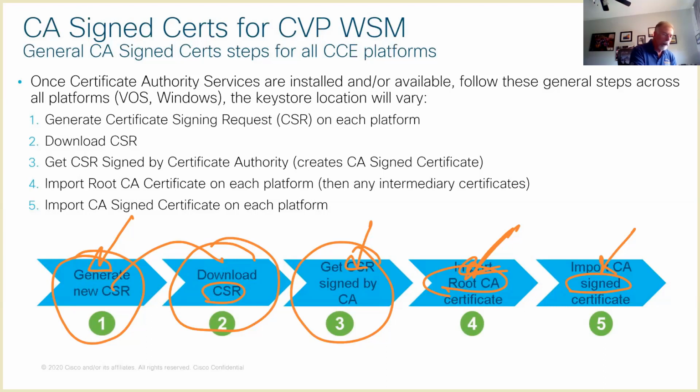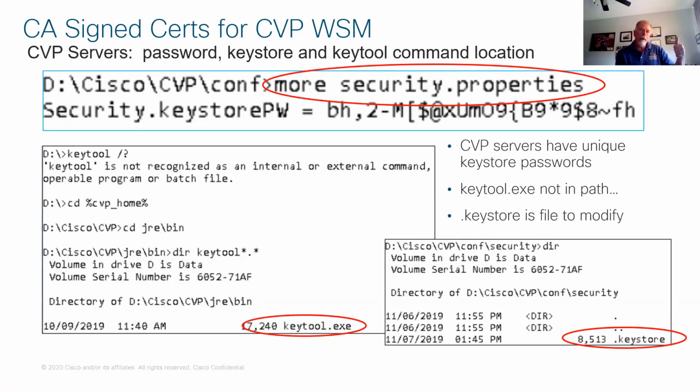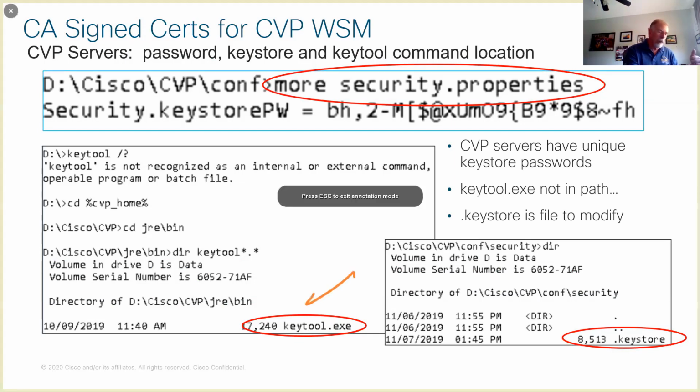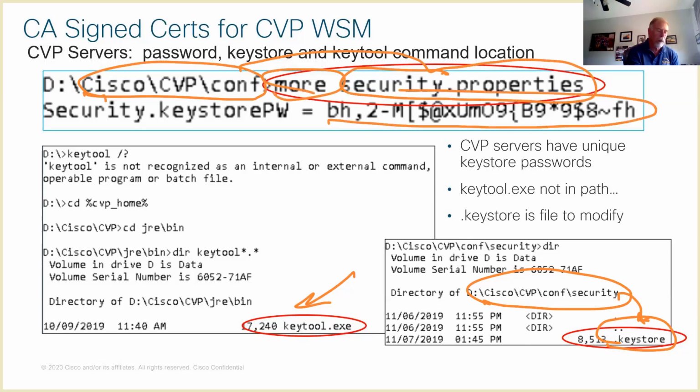All right. So again, all this stuff is the same on each platform. CVP here is no different. Remember though, CVP is kind of painful because A, the keytool command that we need to use to modify the keystore, that's not in our search path. And B, the keystore file, which is in the Cisco CVP conf security folder, well, that file has a unique password on every CVP server. So if you had 38 CVP servers, you get 38 different crazy passwords. To get to that password, as we showed you earlier, you're going to have to go to the Cisco CVP conf folder. In that folder is a file called security.properties. If you type that file out, it'll show you what your password is, which you're going to need when you're using this keytool command if you're going to be modifying this keystore, which is a file named .keystore. Got it? Okay, let's move on.